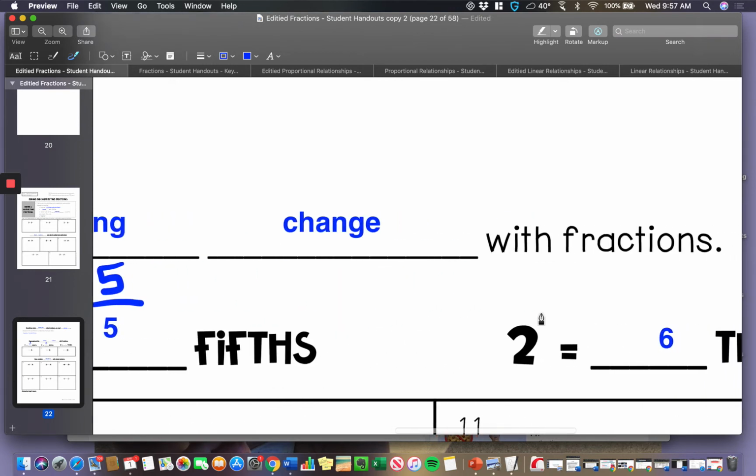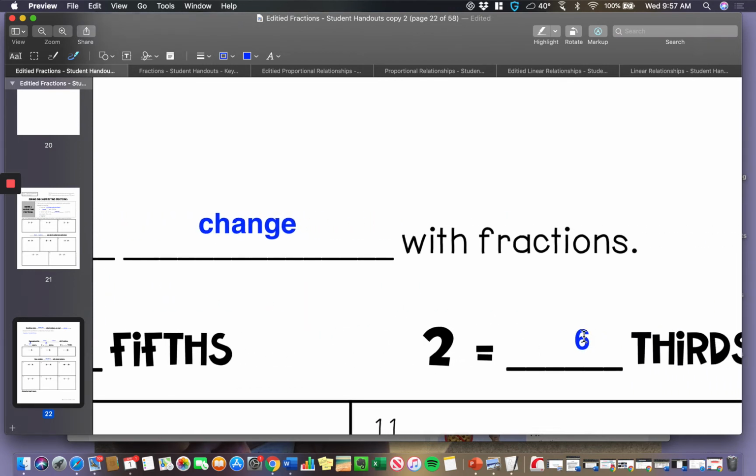Now here is a little bit different. You have 6/3. Well, the reason why 2 is broken down into 6/3 is that it goes over 3. Now 6 divided by 3 is 2. But you can also think of it like adding fractions.